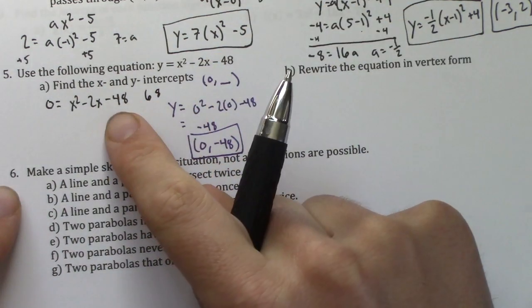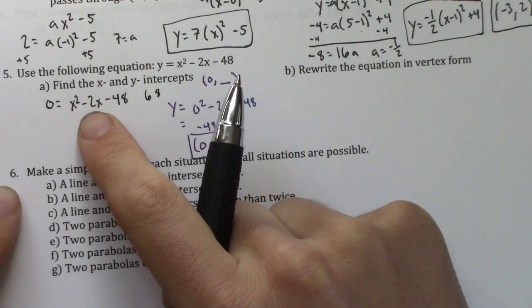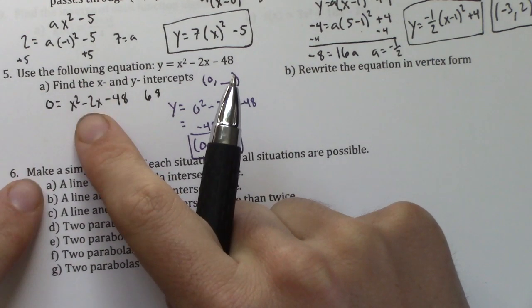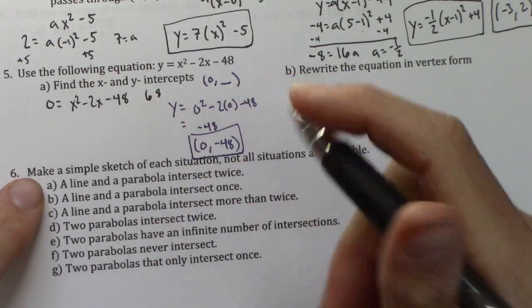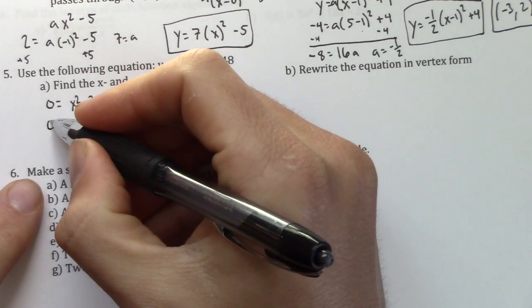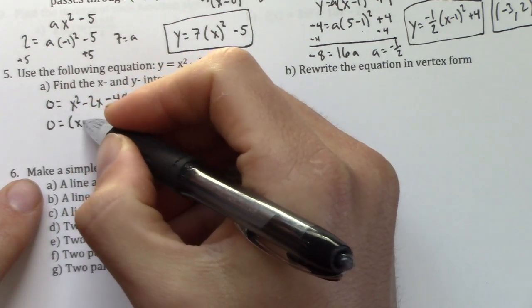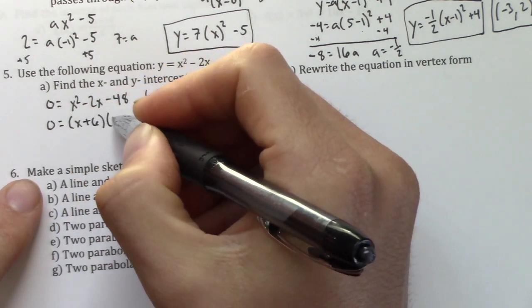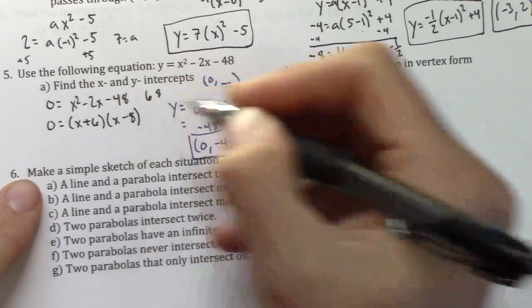6 times 8 is 48. They have a difference of 2, which is a good sign. If I want that to be negative 2, then I've got to have a negative 8 and a positive 6. So I now have 0 is equal to (x plus 6)(x minus 8).